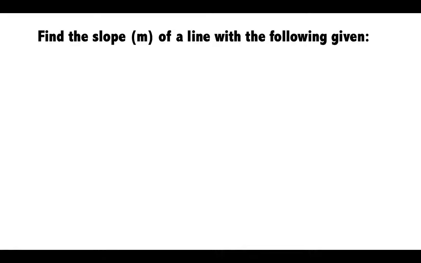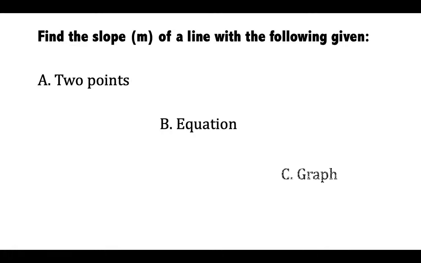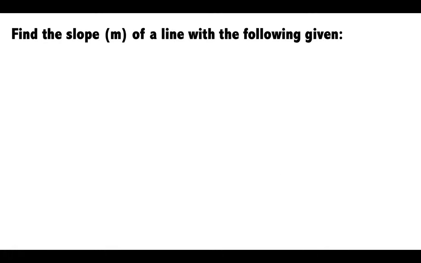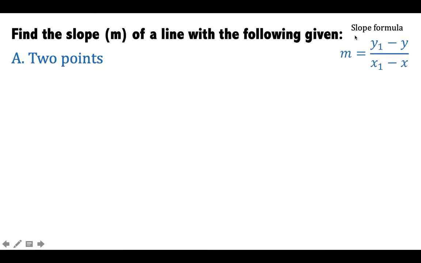Find the slope m of a line with the following given: given 2 points, given an equation, or given a graph. So to find the slope given 2 points, we will use the formula of a slope, which is m is equal to y sub 1 minus y all over x sub 1 minus x, where m here represents the slope and xy represents the point.